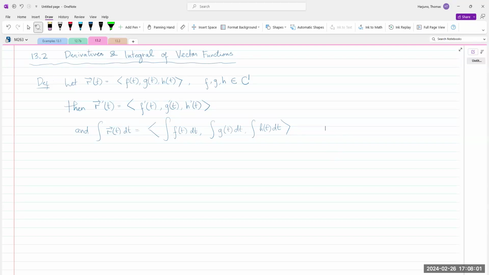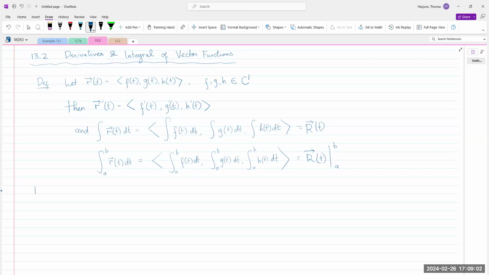Now if we have an integral from a to b, basically a definite integral of a vector function, then it will be the integral from a to b of f(t) dt, the integral from a to b of g(t) dt, the integral from a to b of h(t) dt, which, if we call this our capital R(t), then this will be R(t) from a to b, like that. Those are about the notation. Those are just the notation.